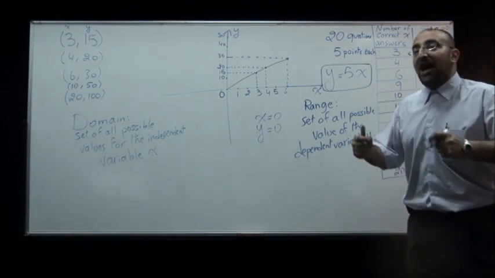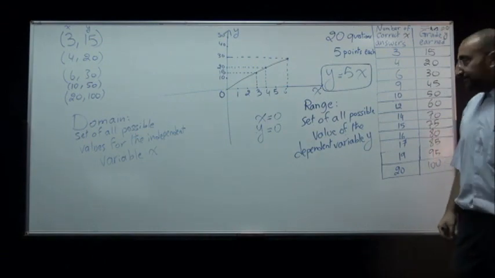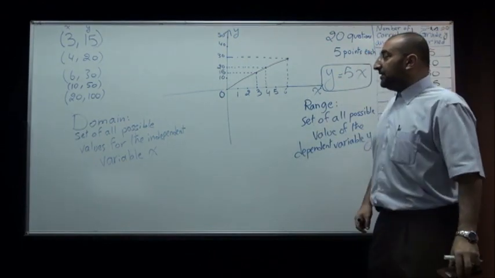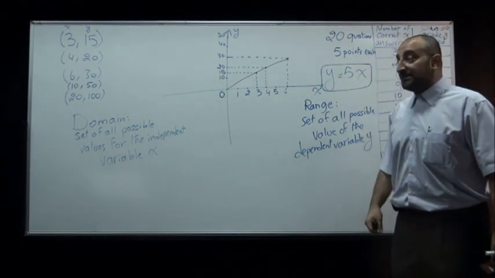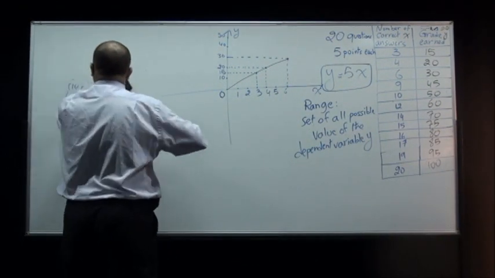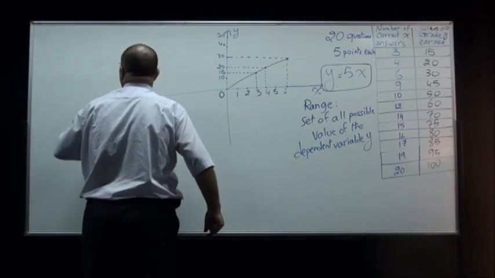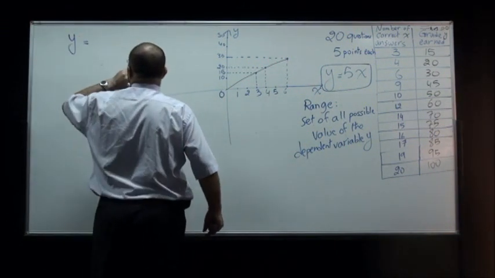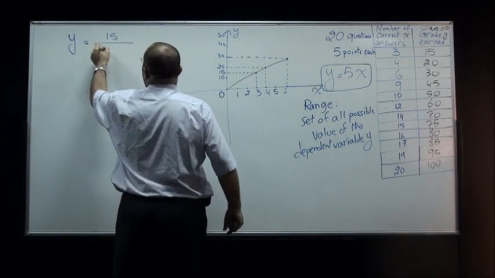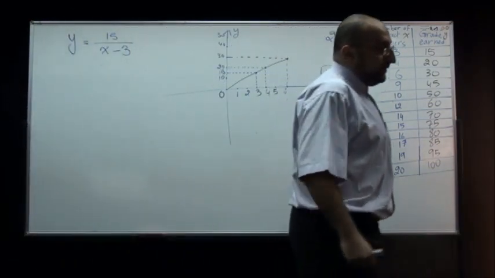The question is, how do I find the domain and range of a certain function? To do that, I'm going to use a particular example, or at least two examples that enable us to find the domain and range of a function. So we'll start with something like y equals 15 over x minus 3.